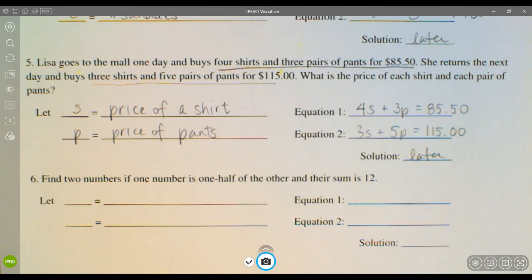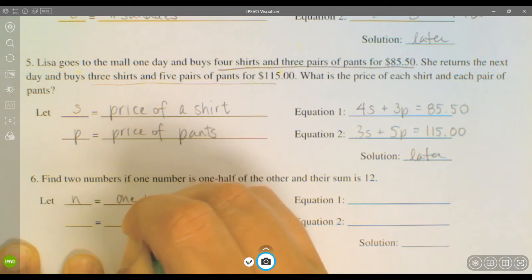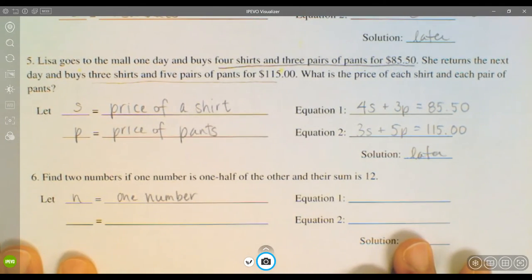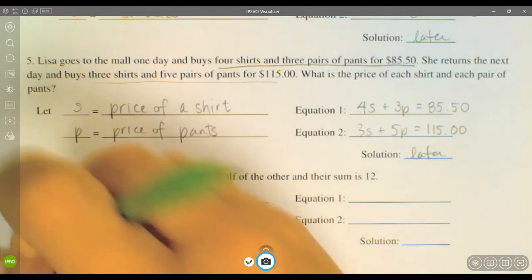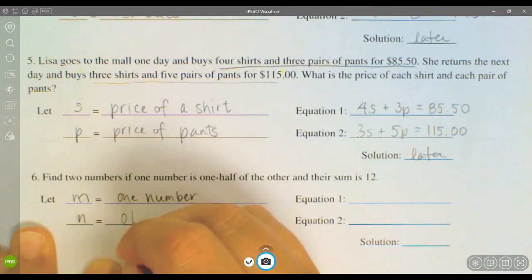Okay, number 6. Find 2 numbers if one number is 1/2 of the other and their sum is 12. Well, dang. So let's let n equal one number. And I can't use O. I should have used a different variable. Okay, let's let m equal one number. And let n equal the other number.